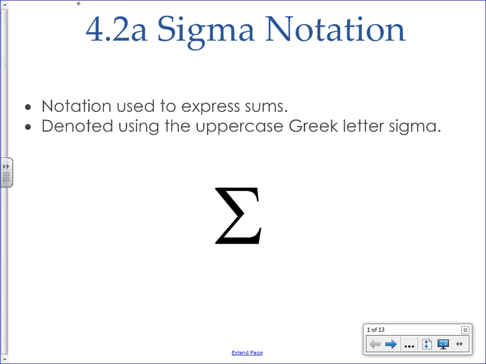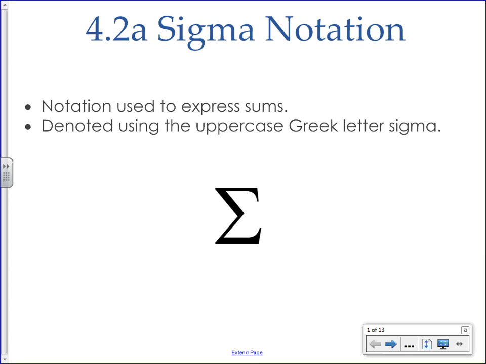Okay, over the course of the next couple days, we're going to talk about sums. Now you may be asking yourself, why do sums matter right now with integration? This will all come together, I promise. So first of all, sigma notation.